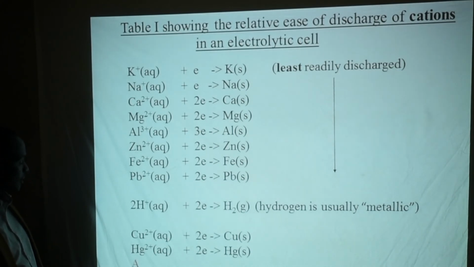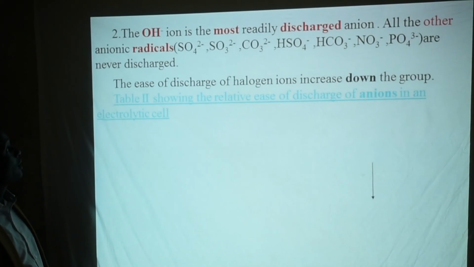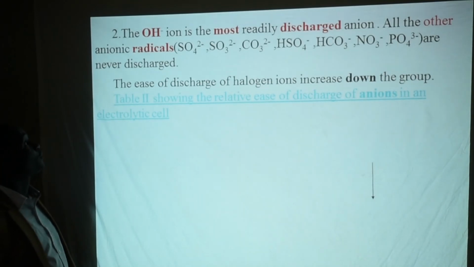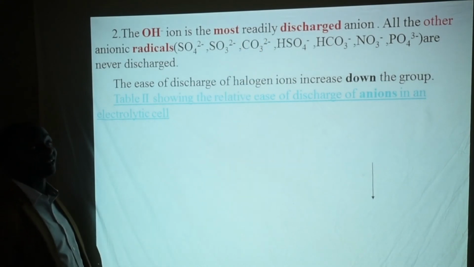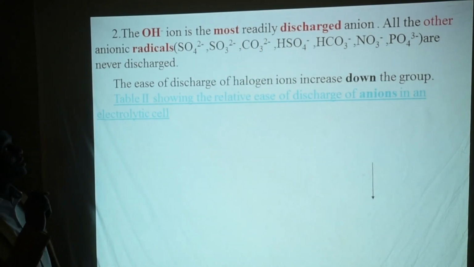Now let's look at the second one, which is the anions or the radicals. The hydroxyl ion is the most readily discharged. Note that it is the most readily discharged anion.